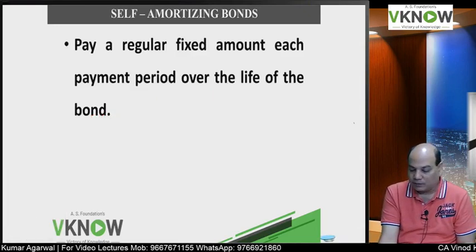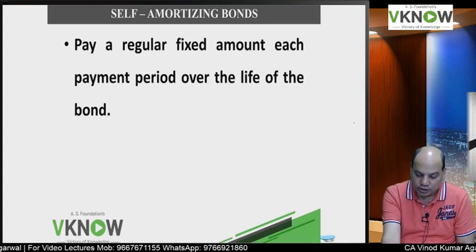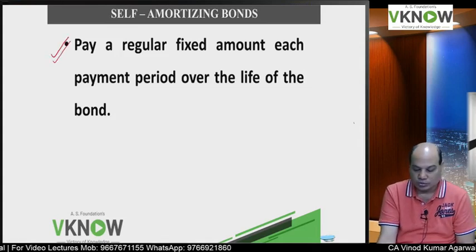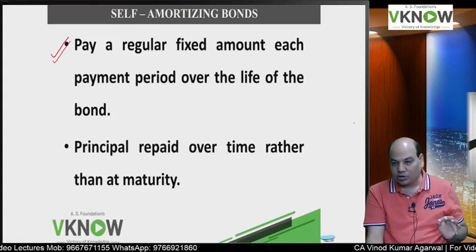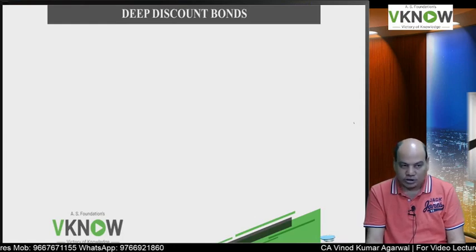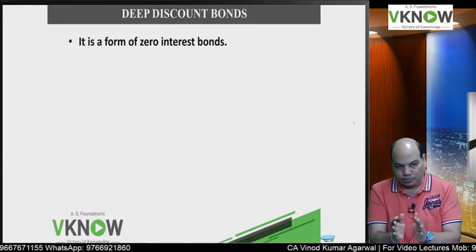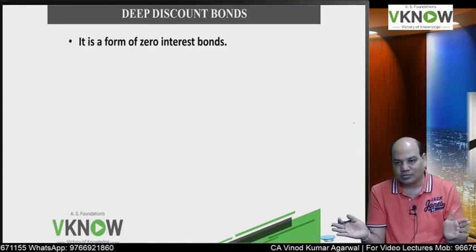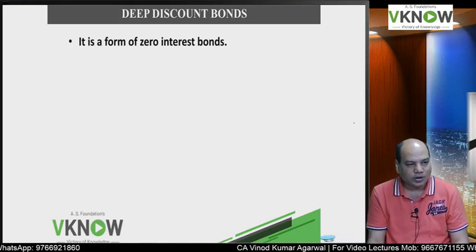So it will pay a fixed amount each payment period over the life of the bond. I am going to take a few questions on this type also, which were asked in RTB. Principal amount is repaid in installments rather than on maturity. They will mention in the problem the frequency of redemption. Whether it will be redeemed in 3 installments or 5 installments or 10 installments will be provided to you.